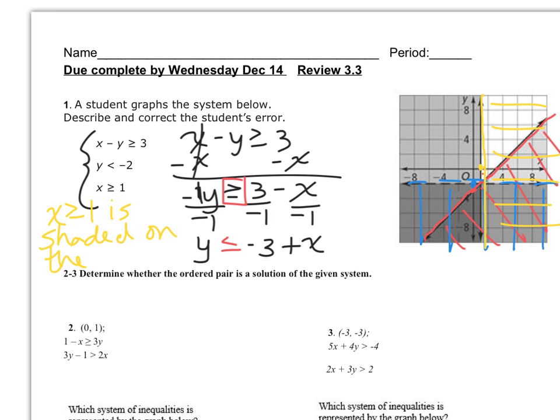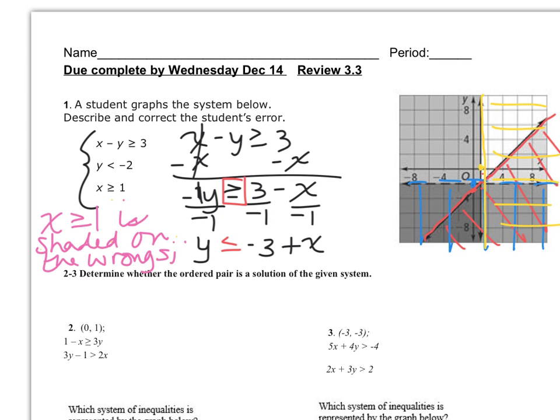Oh, sorry. I'll do it in a different color. I apologize. Is that a better color? X is greater than or equal to 1 is shaded on the wrong side. So my solution set should be this area right down here, right? Where all three are, that bottom right corner.